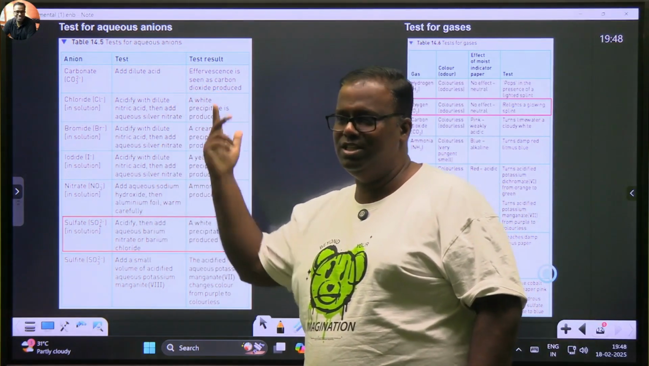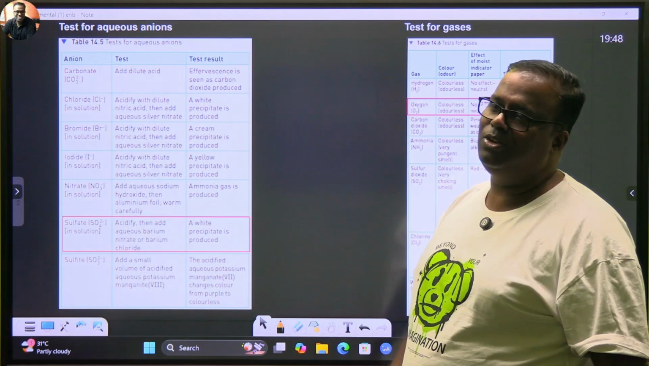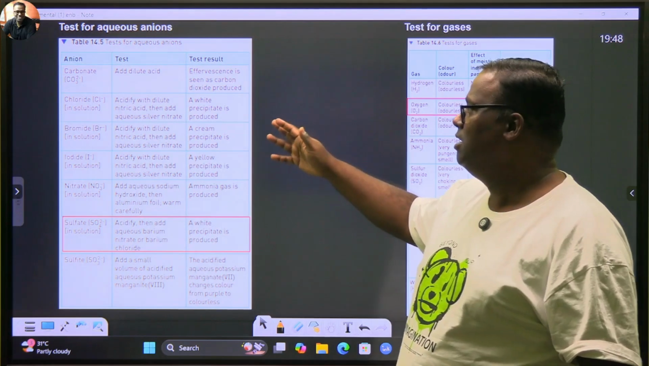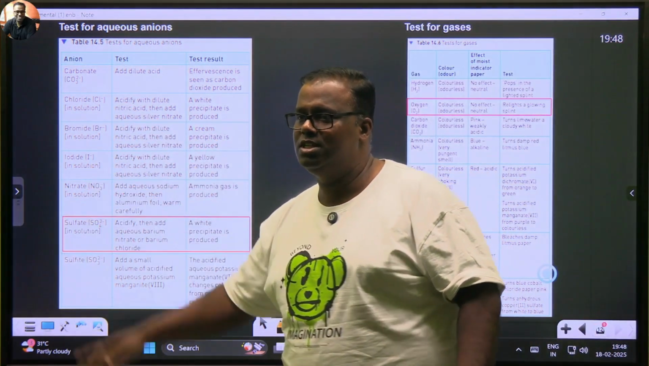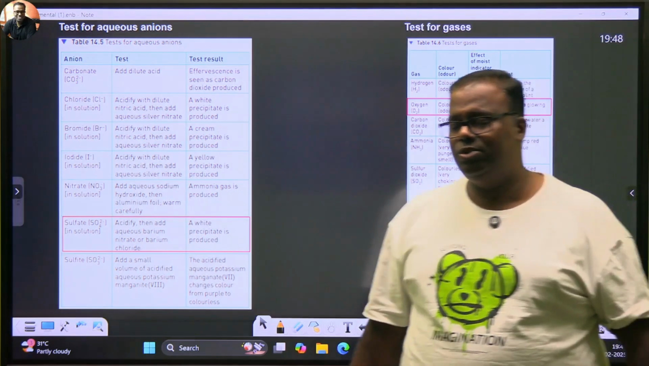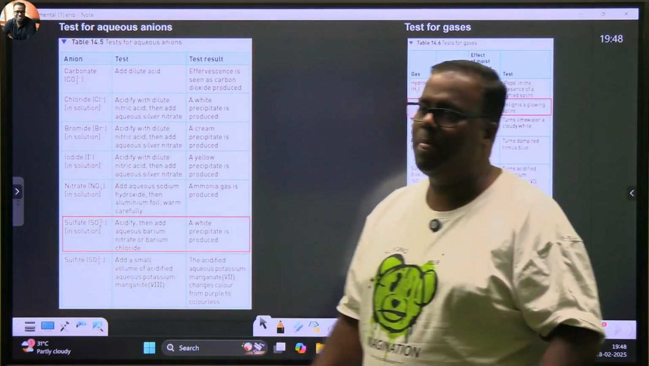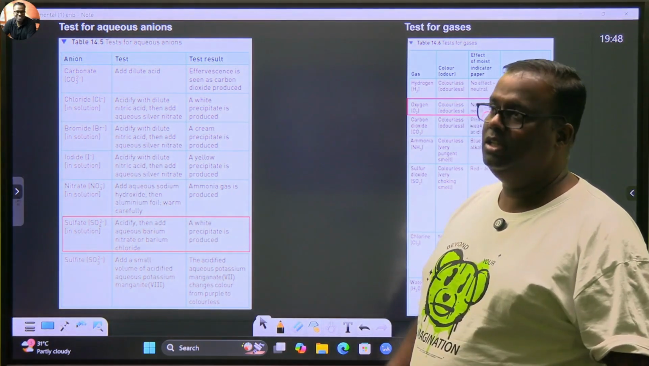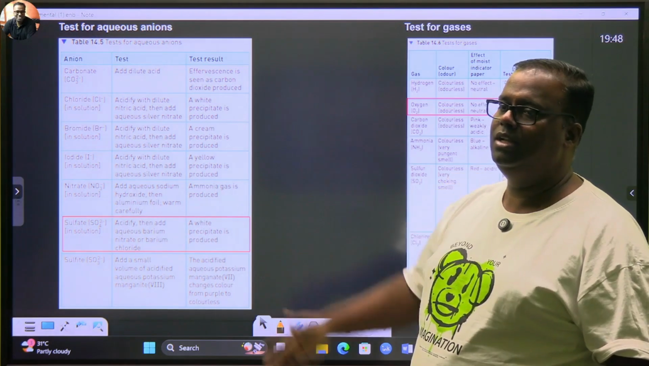Carbonate, very easy. Acidify with dilute hydrochloric acid, you get effervescence. Carbon dioxide is present. Any dilute acid. These three, what was the test? Treated with dilute nitric acid and then treat with aqueous silver nitrate solution. You get three types of precipitate: white, cream, and yellow in the order of chloride, bromide, and iodide.